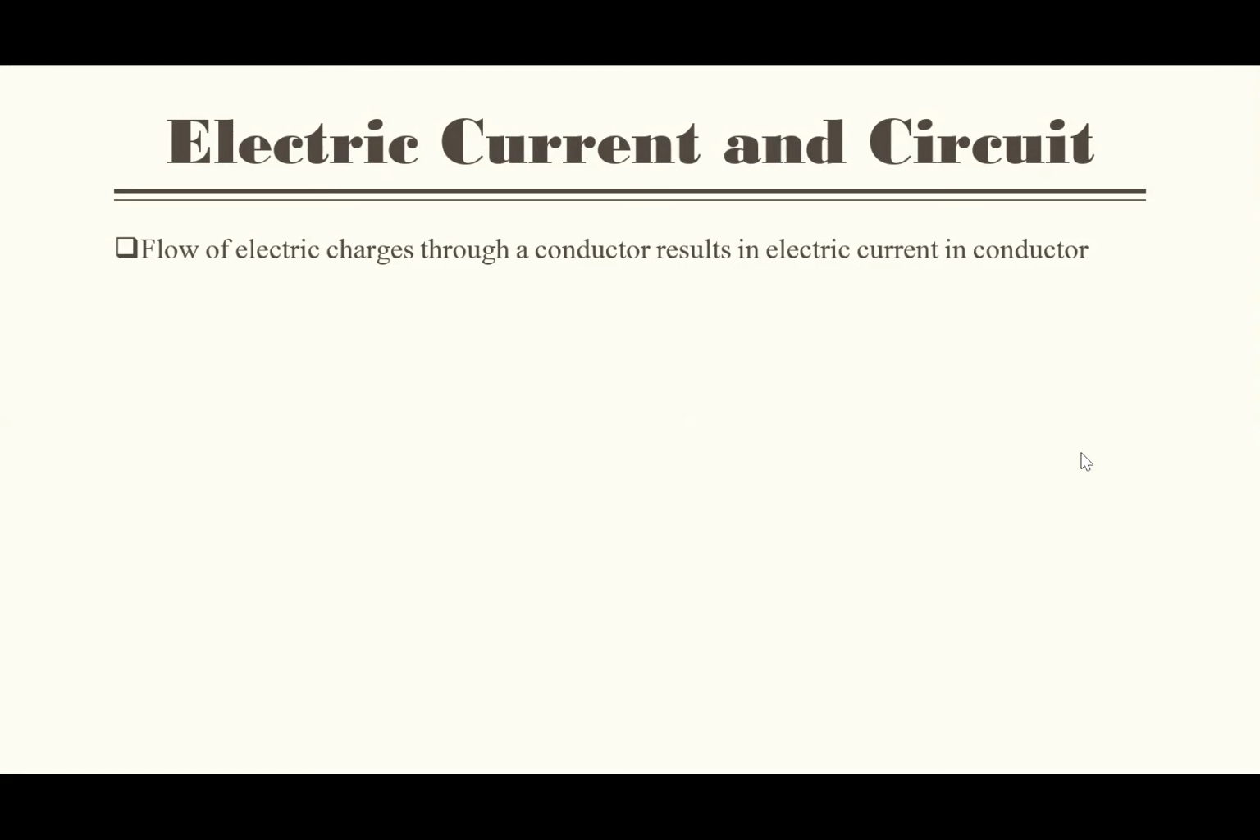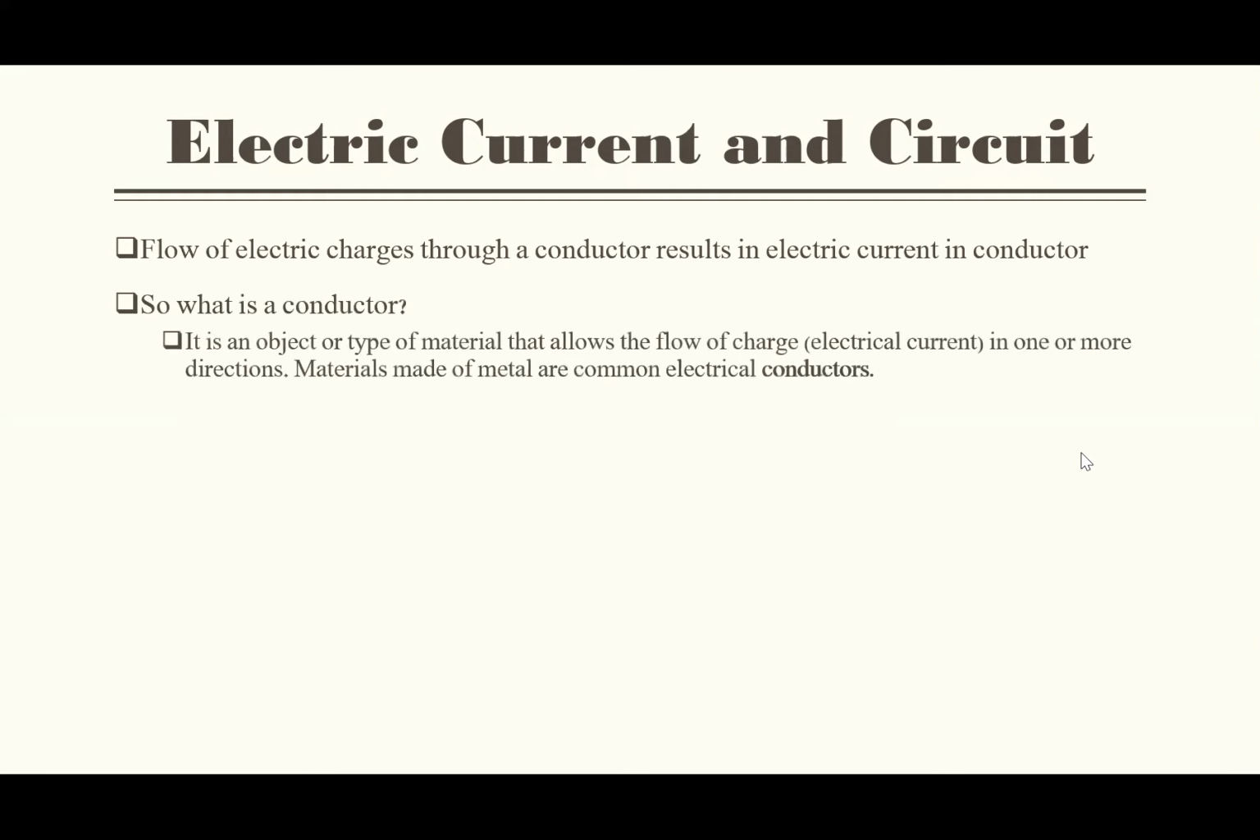You can say it is the flow of electric charges through a conductor, and this results in the corresponding electric current in a conductor. Now, what do you mean by conductor? It can be an object or a type of material which allows the flow of charge in one or more directions. Usually, you can say that metals are good electrical conductors.